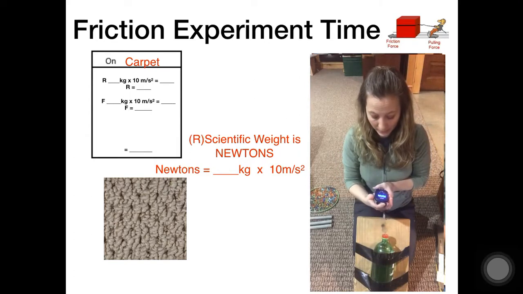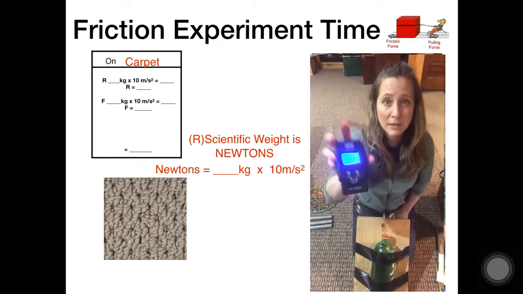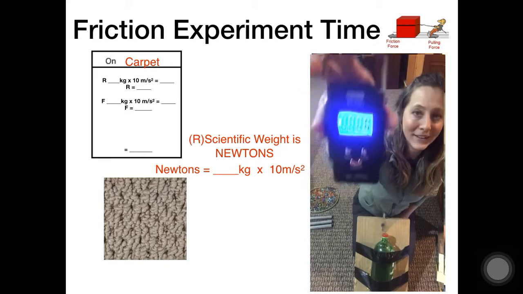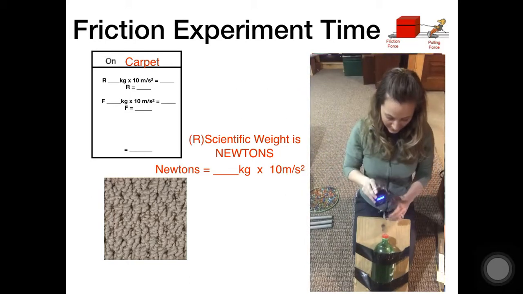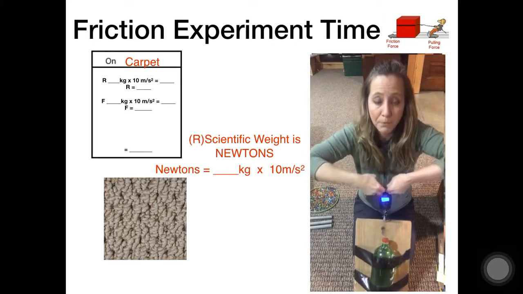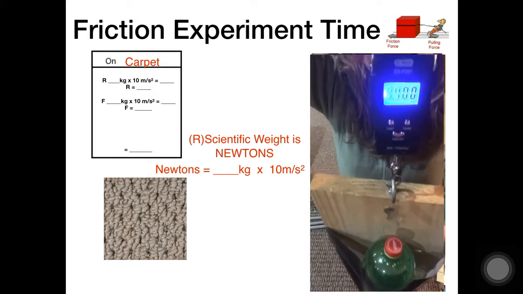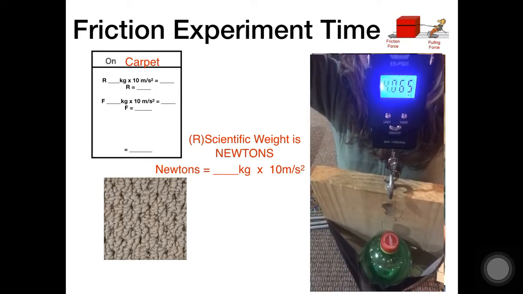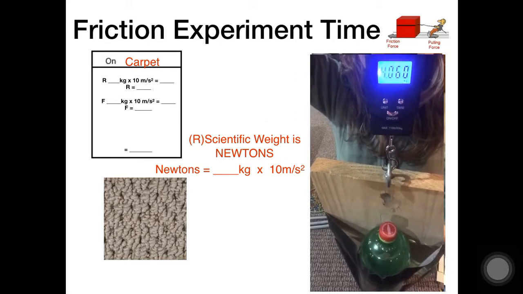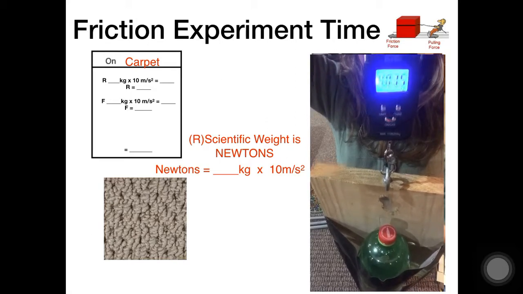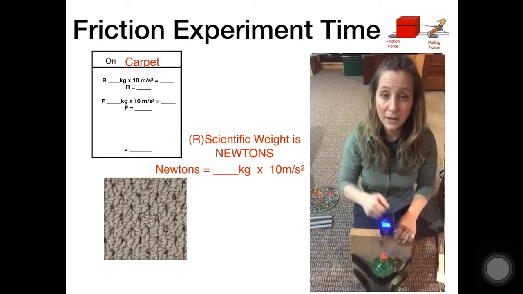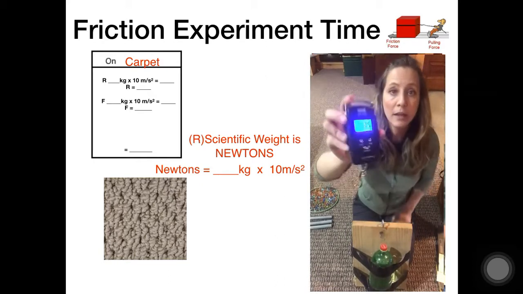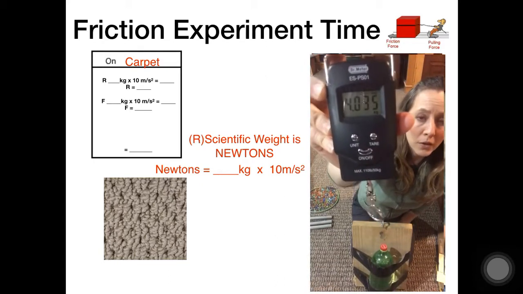Okay, so let's go ahead and get our pool scale turned on here. You can see I have it zeroed out. Oh, I did have it zeroed out. There, it's zeroed out. Okay, so we are finding the mass, and the mass of our load here is 4.03.